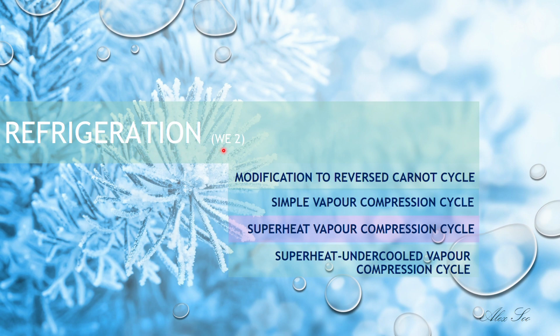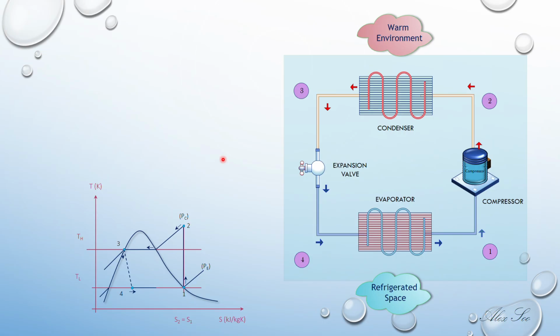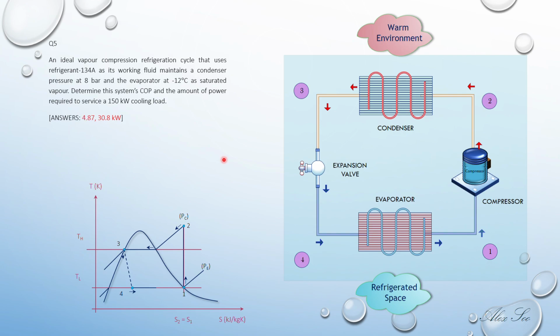Here we are looking at the work examples part 2 for refrigeration. So here we have the question. An ideal vapor compression refrigeration cycle that uses refrigerant R134A as its working fluid maintains a condenser pressure of 8 bar and an evaporator temperature of -12 as saturated vapor. Now, find the system's COP and the amount of power required to service a 150 kilowatt cooling load.